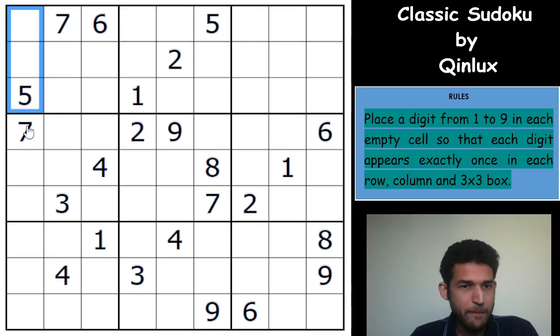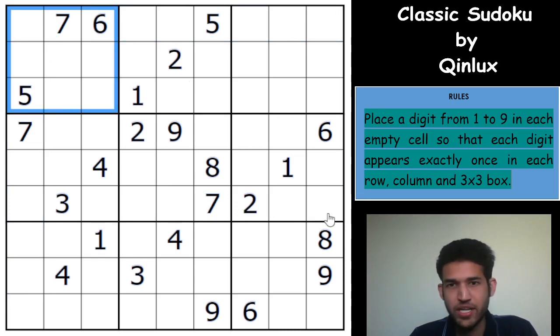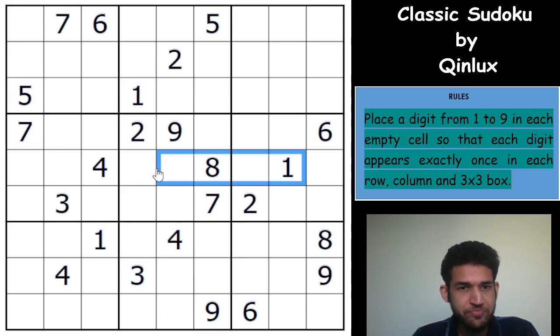Each row, each column and 3 by 3 box of the grid will have digits from 1 to 9 without any repetitions. These are the rules. So we'll start the classic now. We'll start with some corner pencil marking.